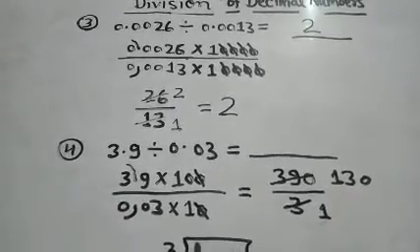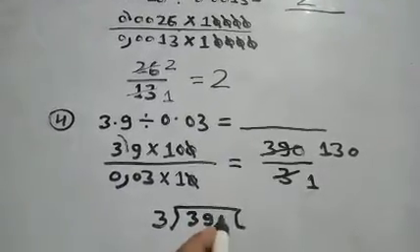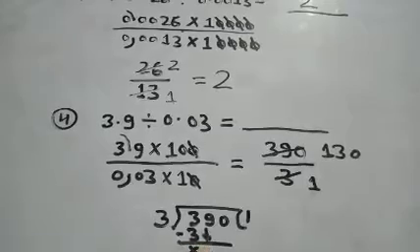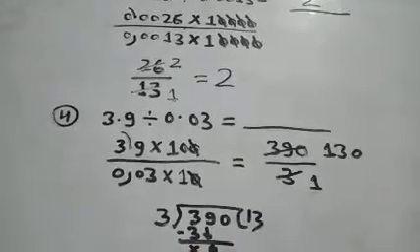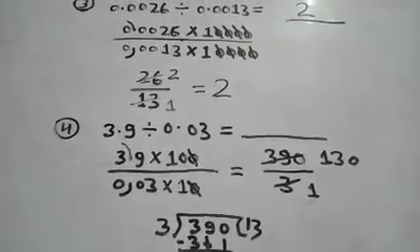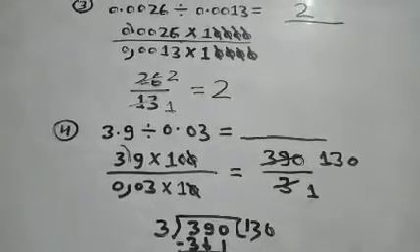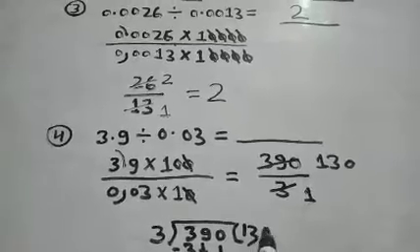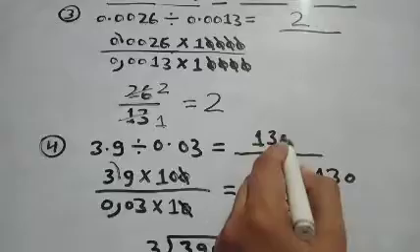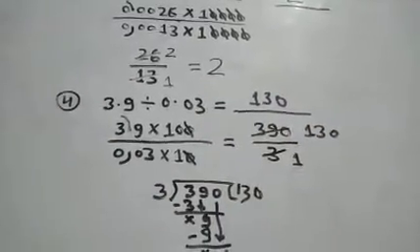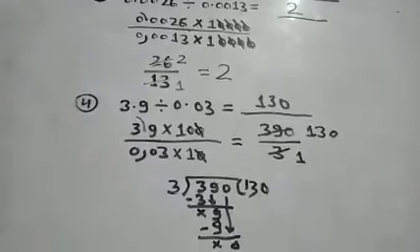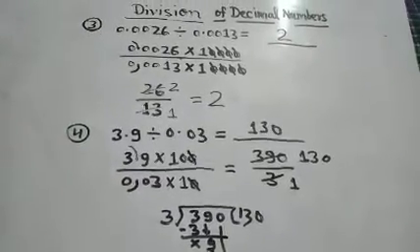390 is divided by 3. 3 1s are 3, copy 9, 3 3s are 9, copy 0, 3 0s are 0. 130 will be the answer of these two decimals. So students, I hope you will understand these processes of decimal number division.